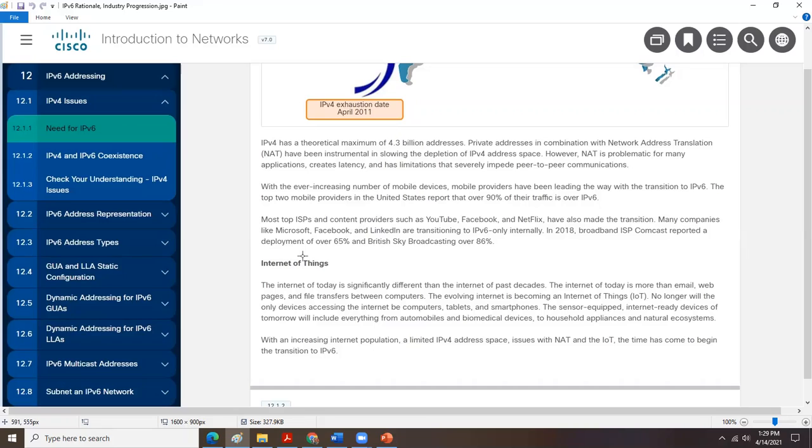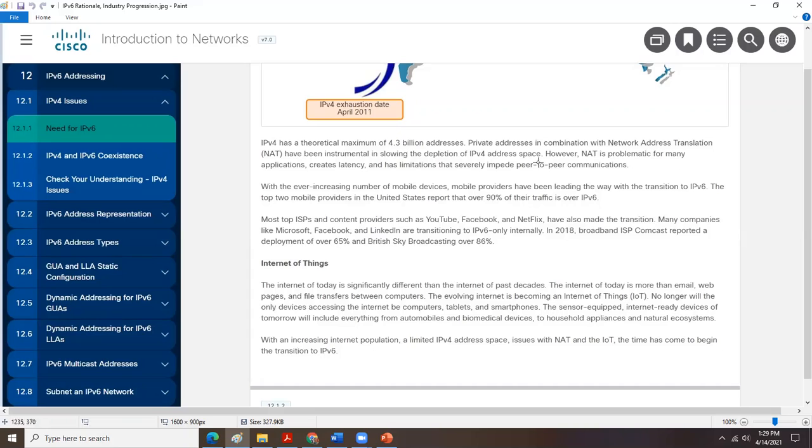Now you're going to get conflicting numbers. Some will say, oh, 5 years ago or 7 years ago. It depends on where you live. Some parts of the world had a larger pool of unused IPv4 addresses. So it's hitting people differently. But for the United States, the first shortages started appearing actually 10 years ago. And even though we have 4.3 billion addresses, there is a lot of waste. Private addresses in combination with NAT have been instrumental in slowing the depletion. So NAT has helped a great deal.